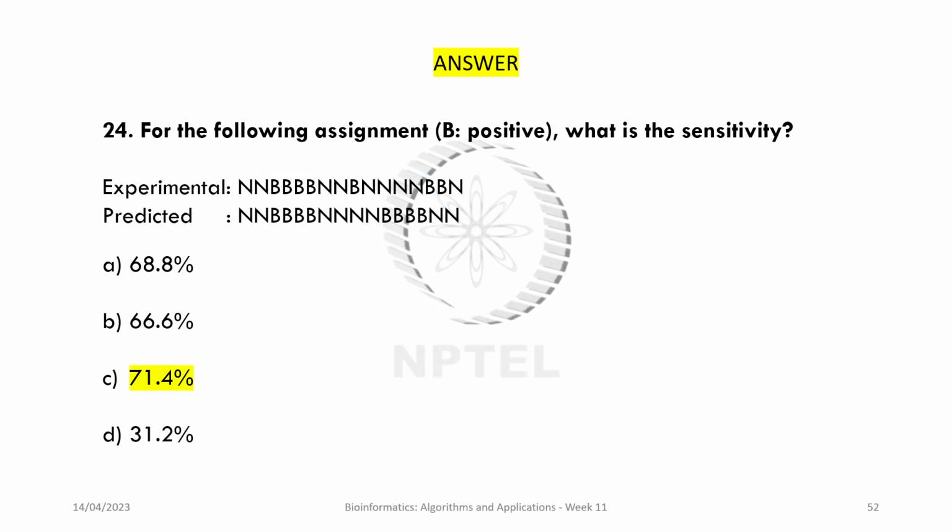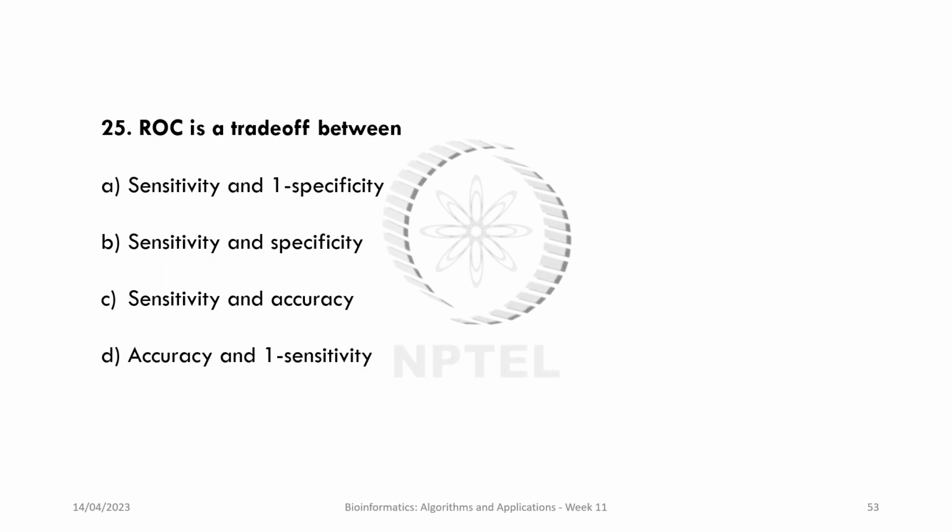For the following assignment, okay, that's the same question. ROC is a trade-off between: Option A, sensitivity and 1 minus specificity. Option B, sensitivity and specificity. C, sensitivity and accuracy. D, accuracy and 1 minus sensitivity.